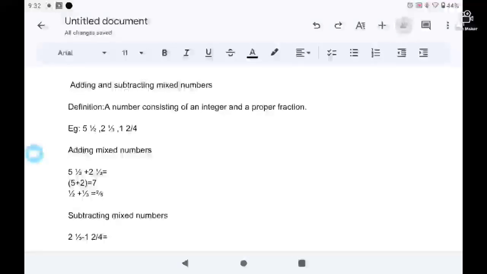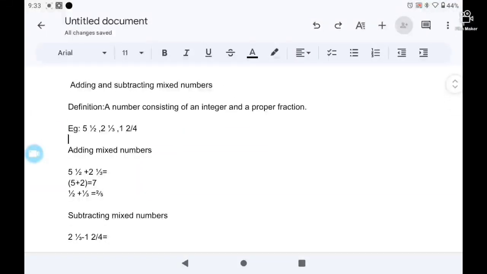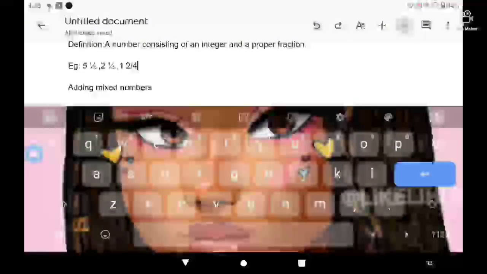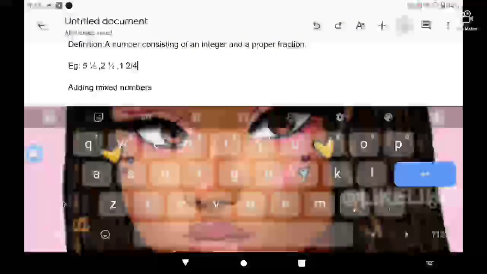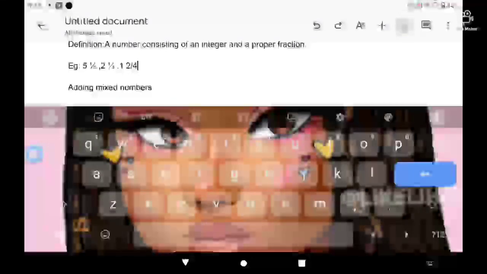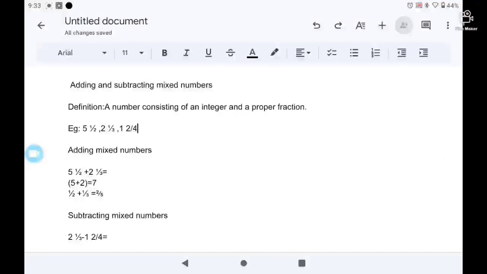So let's continue. First, as you can see, you see the definition. The definition of a mixed number is a number consisting of an integer and a proper fraction. Let's read that together. The definition of a mixed number is a number consisting of an integer and a proper fraction. Nice. Now I wrote some examples of a mixed number: 5 1/2, 2 1/3, and 1 2/4. These are the mixed numbers, which are the examples.